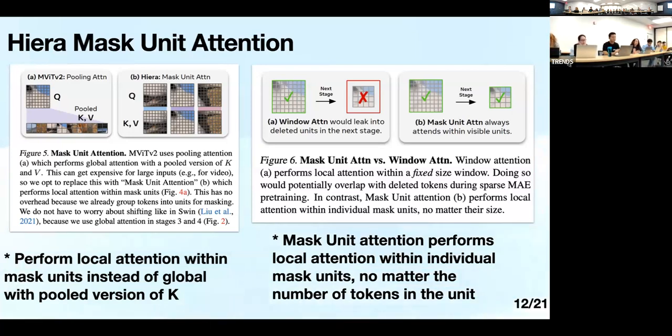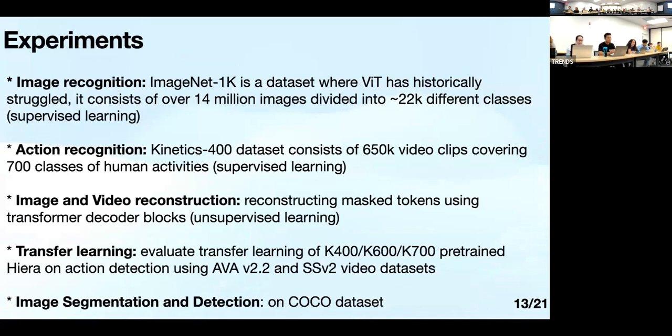There's another approach to computing attention, which is window attention, that performs local attention within a fixed size window, but doing so would potentially overlap with the deleted tokens when they're training with the MAE. But in contrast, this mask unit attention that they introduced in this paper performs local attention within the individual mask units, no matter their size. So a mask unit might be larger if they put more of these smaller tokens inside of it.